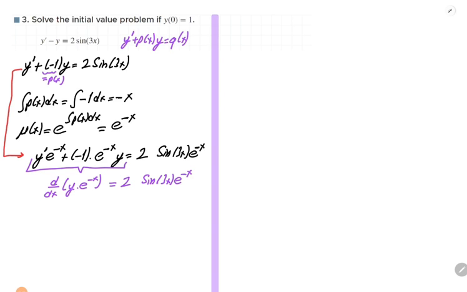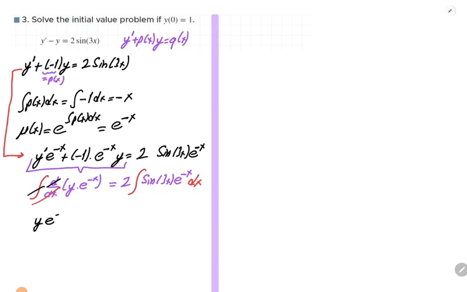Let's check it. The derivative of the multiplication is the derivative of the first term, y prime, multiplied by the second, e to the minus x, and the derivative of the second term, which is minus 1 times e to the minus x, times the first term, y. So we are done. Next, I'm going to pass this dx term to the right hand side and integrate both sides. So this integral and derivative undo each other.